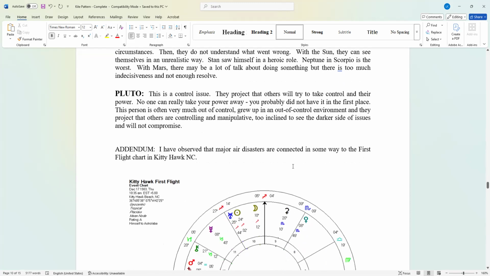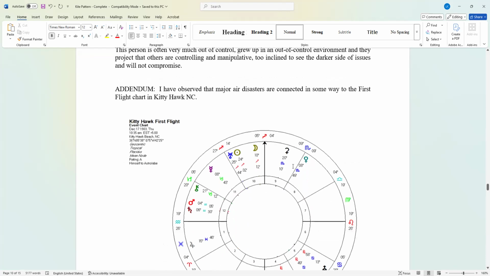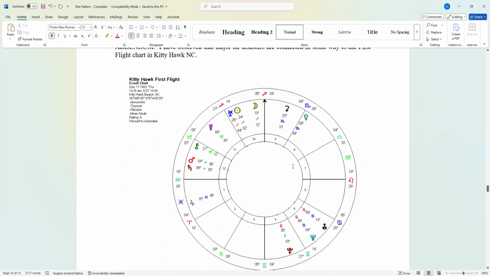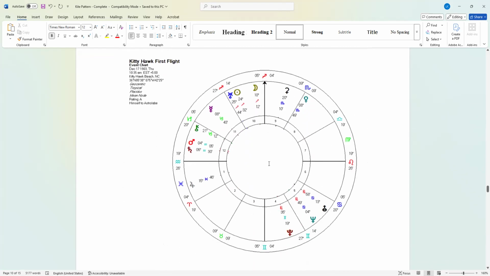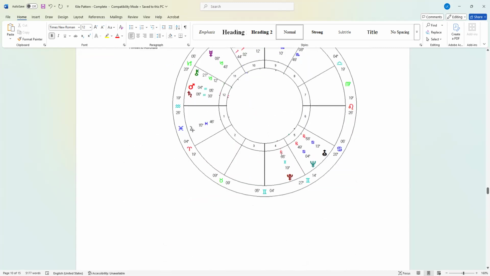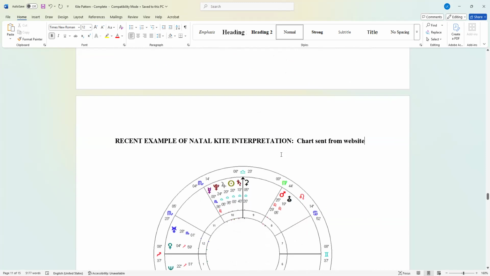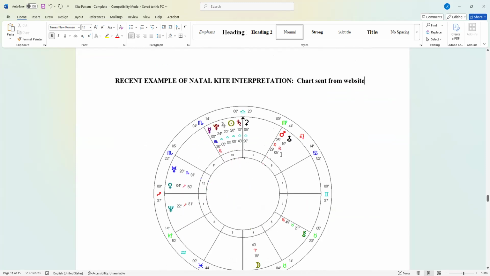I just put this in here, the Kitty Hawk chart. If you're ever looking at disasters involving airplanes, you can look and see this is the first flight chart. And so it would be the chart for the airplane. Now, this was an interpretation of a kite. This is somebody who wrote to me and says, I've got a kite, but I don't understand how to resolve it because I've got the moon in opposition to all of these planets. How do you think the kite works?